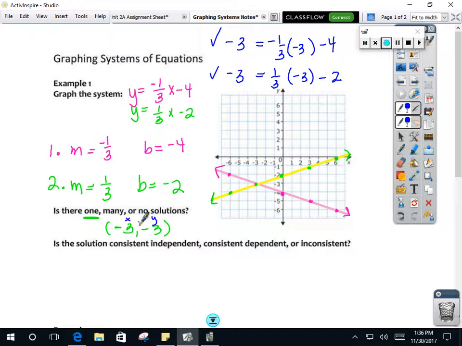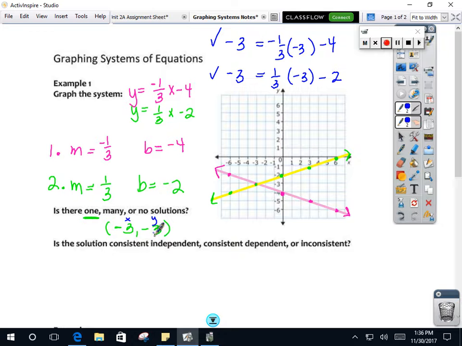Do you think there's another point that will work in both equations? No. Okay? Listen, there are an infinite amount of points that will work in the pink equation, and there are an infinite amount of points that will work in the green equation and make them true. But there is only one point in the whole world that will work in both, and it is this point, the solution to that system.